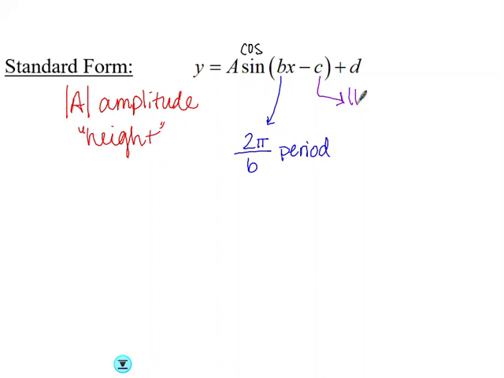C is going to affect the horizontal shift. So C over B will tell us how far we are shifting to the left or to the right. A positive value means we're moving to the right, a negative value means we are moving to the left. And D is our vertical shift. Positive value means we are moving up, a negative value means we are moving down.